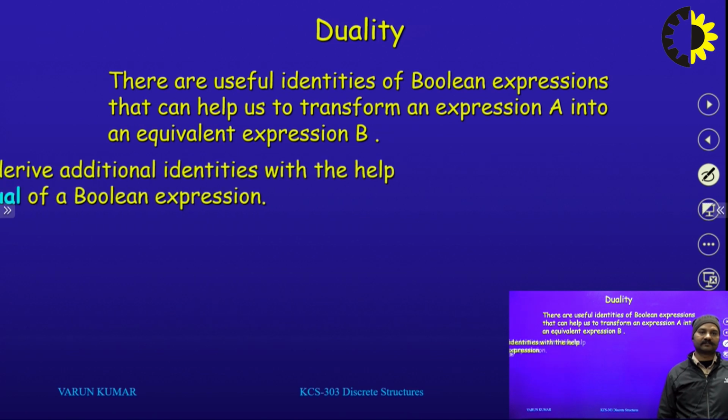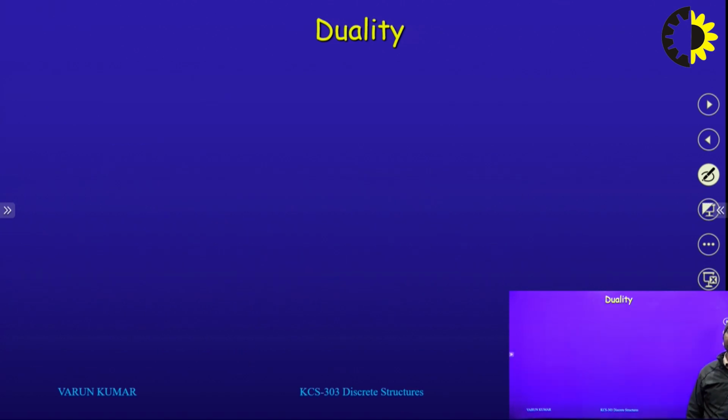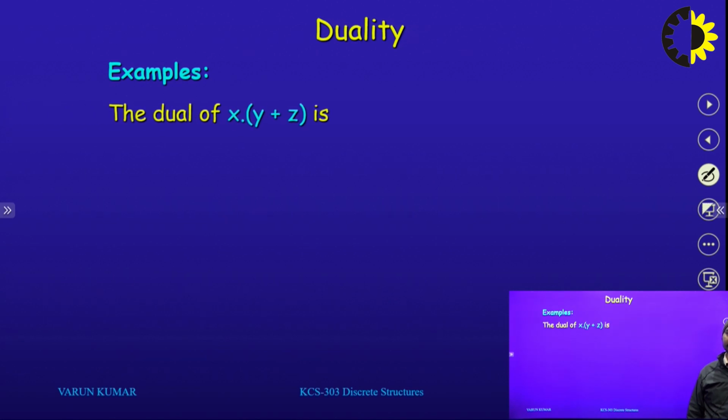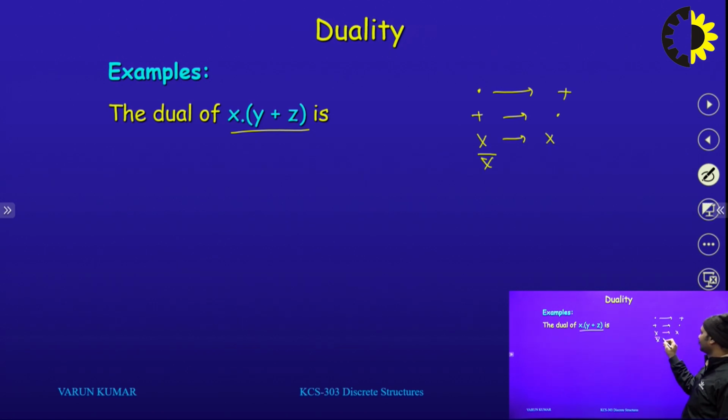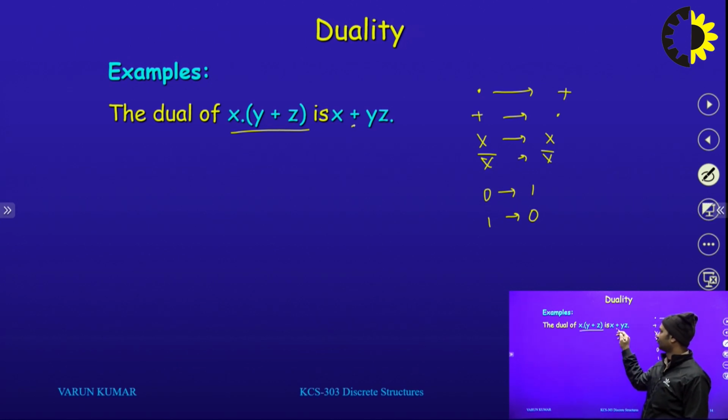What is duality? If we have a Boolean expression with zeros and ones, for example this particular expression, and we want to write its dual function: dot is converted into plus and plus is converted into dot, a literal is converted into the same literal and a literal's bar is converted into the same literal's bar. Okay, 0 is converted into 1 and 1 is converted into 0. So we can write the dual of this particular expression: dot converted into plus, x converted into x, y converted into y, and plus converted into dot.